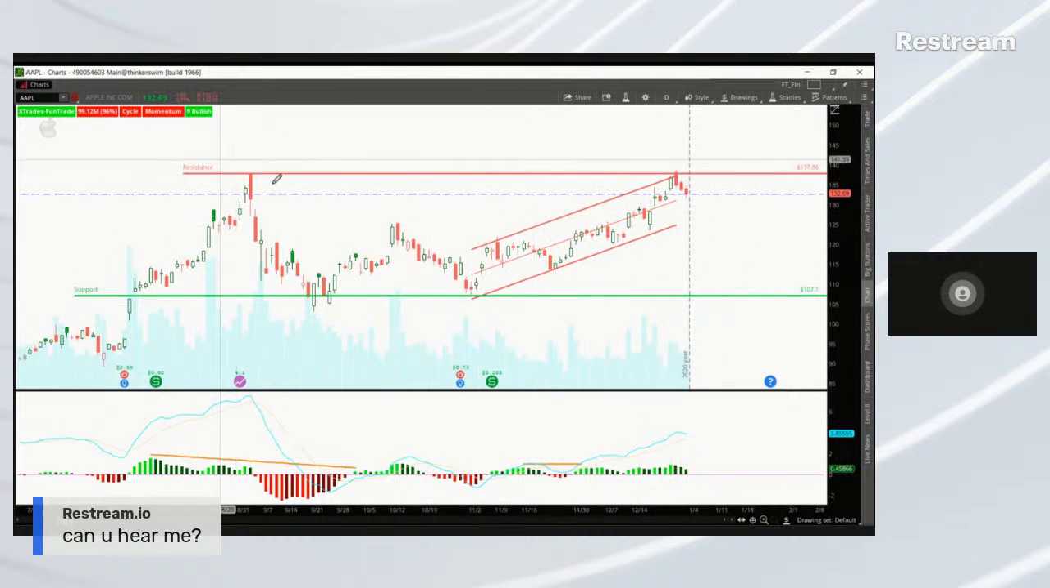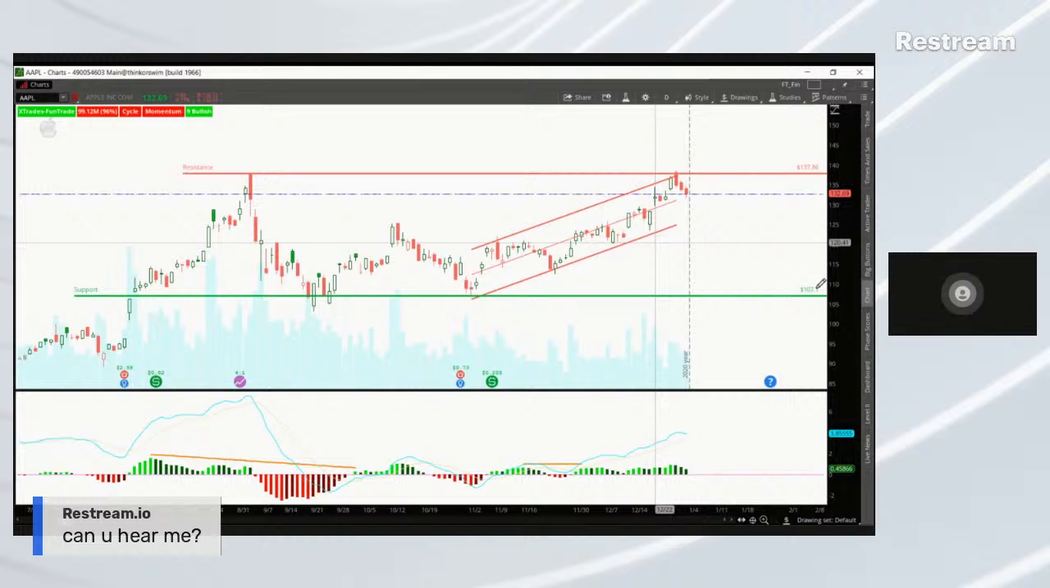Here, we can see Apple being rejected twice at the resistance level. This was the high, and now we can see the same high level being taken and then rejected here. A lot of us want to get into Apple, it's a very good opportunity to buy, and the only question we have is where to buy it and how do we trade it.